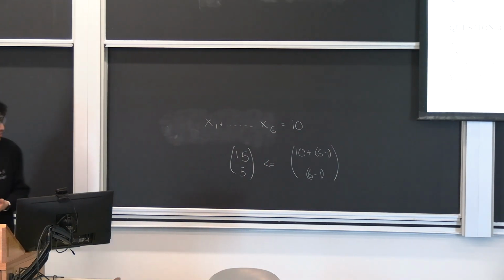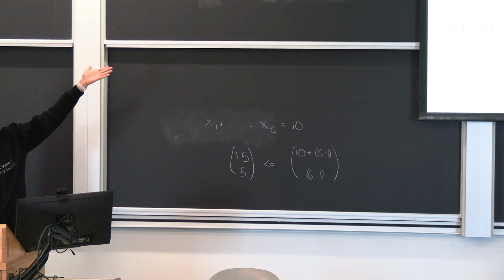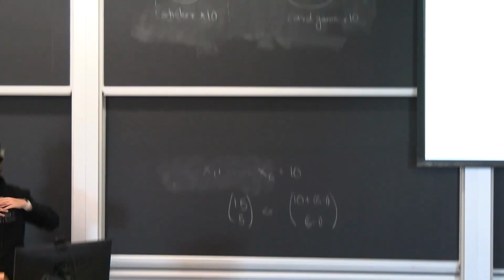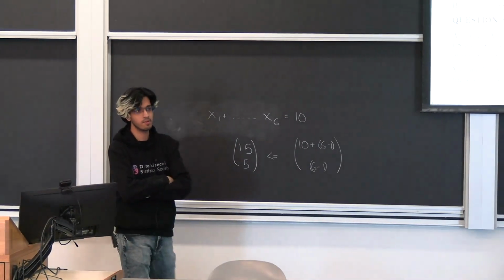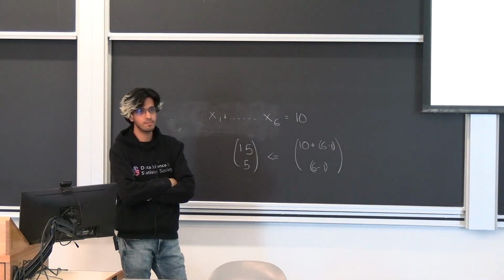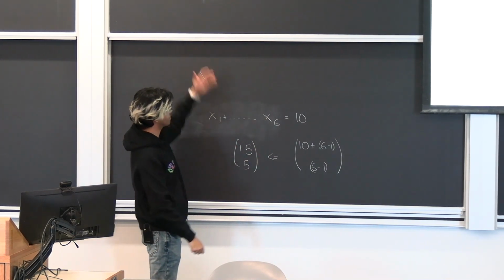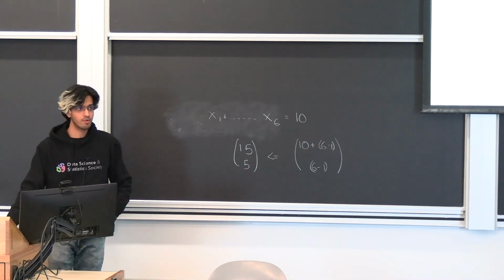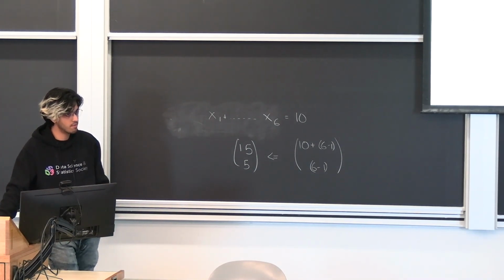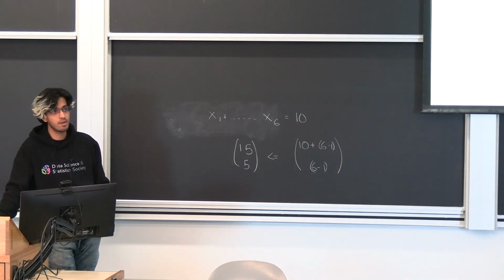Okay, so there's 15, choose 5 ways for the stickers to be distributed. By symmetry, there's also 15, choose 5 ways for the card games to be distributed. So what's the total ways things could be distributed? Should we add or should we multiply? Think about it in terms of dependence. Does how the stickers distribute depend on how the card games were distributed? They're completely independent, right? So when they are completely independent, you have to multiply, right?